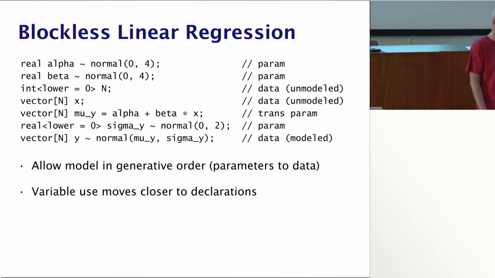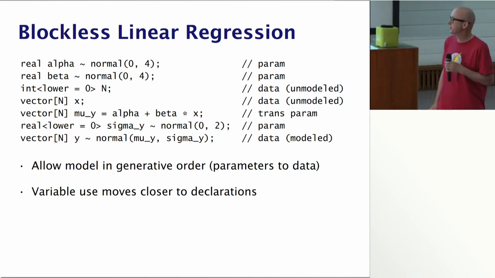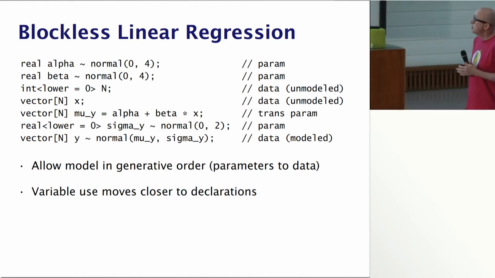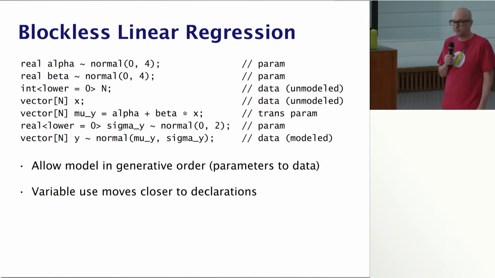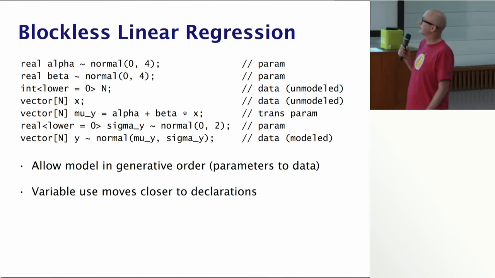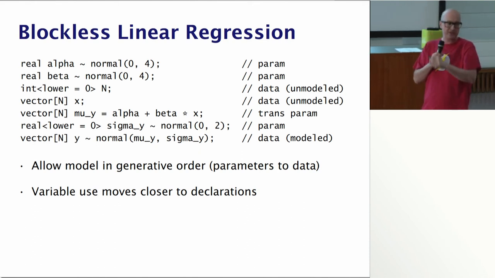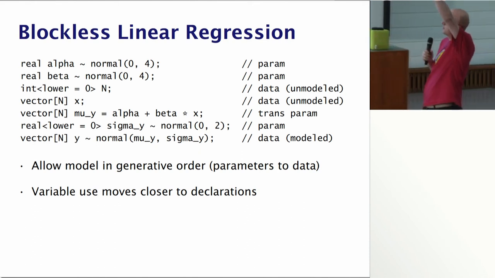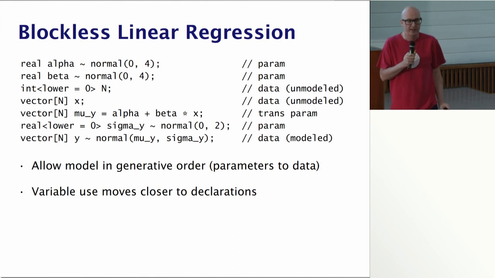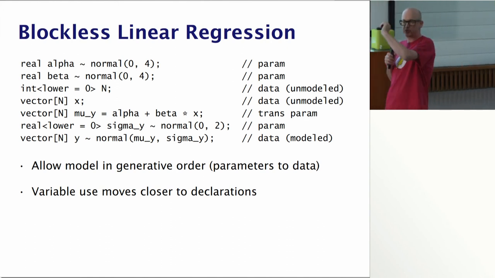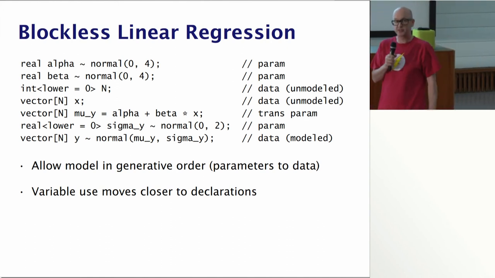So here's an example, after all of that blather, of what things will look like, and I can talk about why this is gonna be helpful. I think what's useful about this is it allows us to write the model down in the generative order, from the parameters out to the data, in a way that puts the use of a variable close to where it's declared.